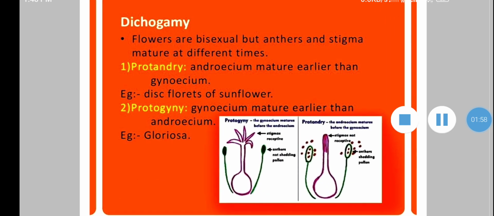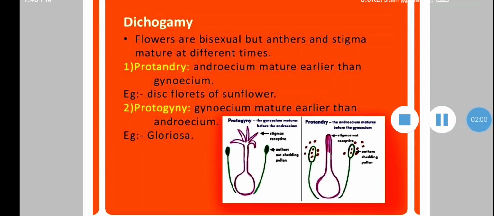Dichogamy. Flowers are bisexual, but anthers and stigma mature at different times. There are two types of dichogamy: protandry, that is the androecium becomes mature earlier than the gynoecium, for example in sunflower, and protogyny, in which the gynoecium matures earlier than the androecium, for example gloriosa. So in protandry and protogyny we can see exactly two opposite mechanisms, but both types are dichogamy.